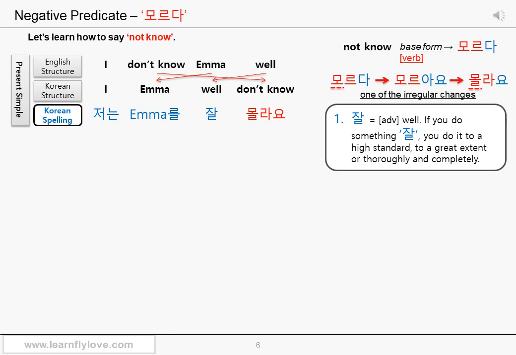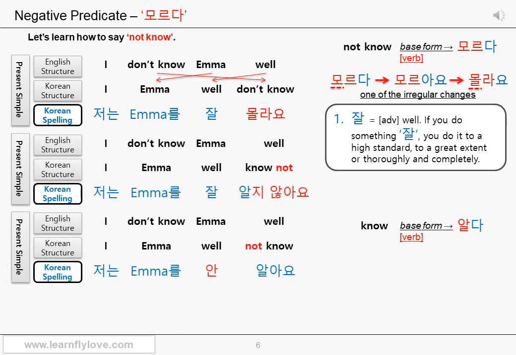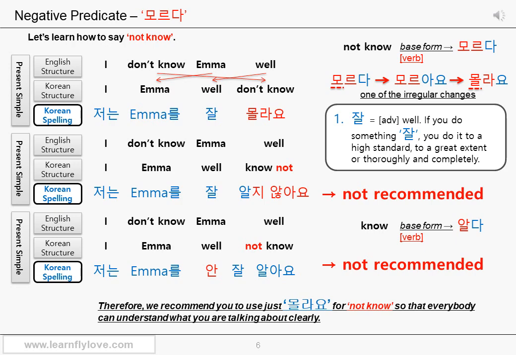Okay? If you use the verb to know in Korean with the negative adverb 안 or the negative compound expression 지 않다, the sentence will not be grammatically wrong, but people wouldn't talk like that in reality. The base form of the verb to know in Korean is 알다. So 저는 Emma를 잘 알지 않아요. Or 저는 Emma를 안 잘 알아요. Yes, both sound so weird to me. So please use 모르다, 몰라요.